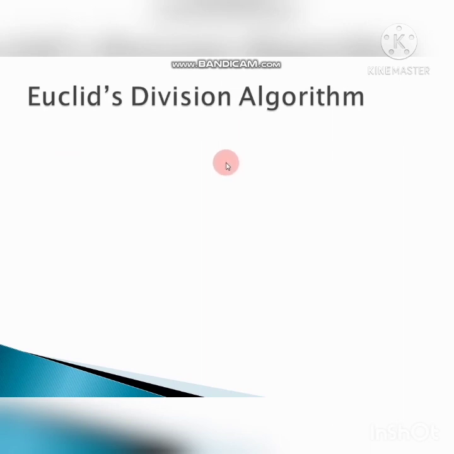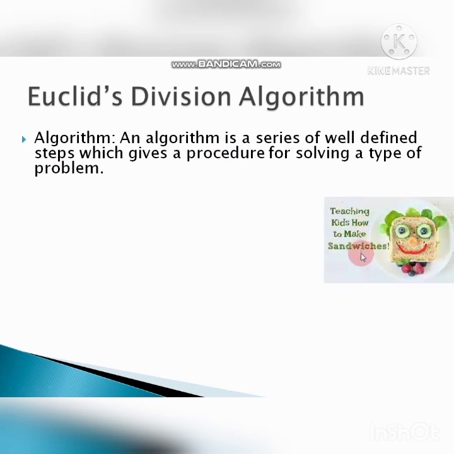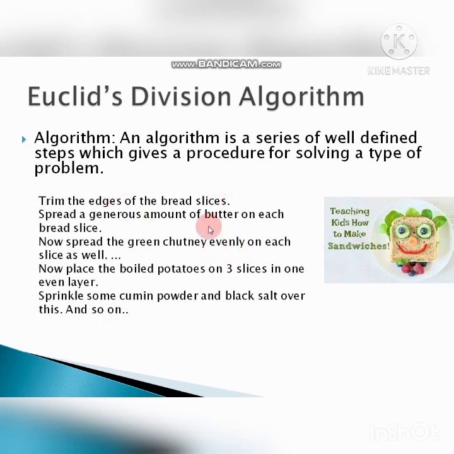Now Euclid's division algorithm. What is an algorithm, children? An algorithm in simple language is the steps to do anything. Predefined steps to do anything, that is an algorithm. Now the definition: an algorithm is a series of well-defined steps which gives a procedure for solving a type of problem. Now to make you understand in a better way, I have taken over here an example of a sandwich.